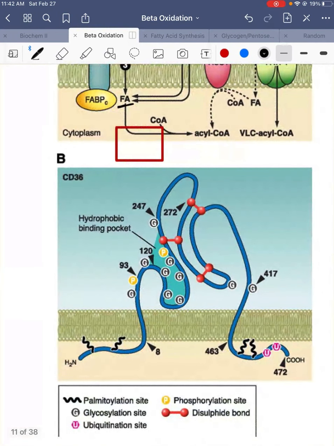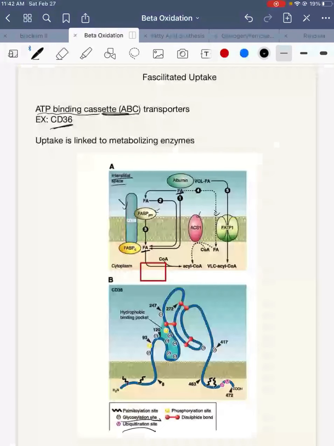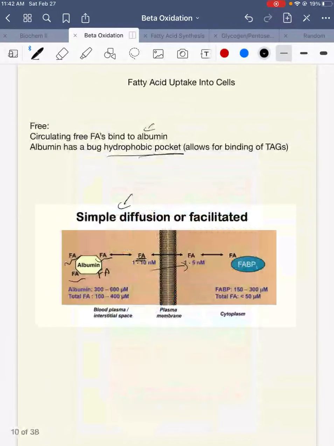So we have different sites: glycosylation site, ubiquitination site. A ubiquitination site is a site that's used when the protein is ready to be degraded. Okay, so the main point of this is just to know that fatty acids can enter the cell through either ABC transporters, so this would be facilitated, and these use ATP, or they can also simply diffuse. Okay, so they're just two different hypotheses.